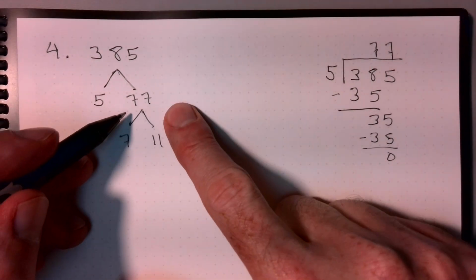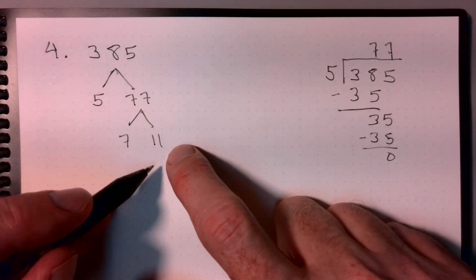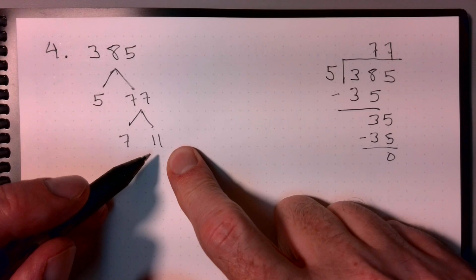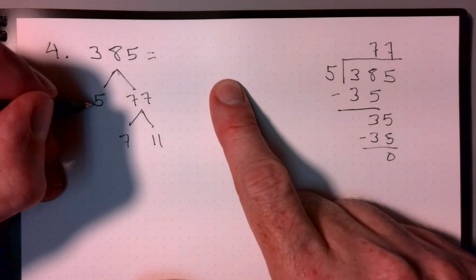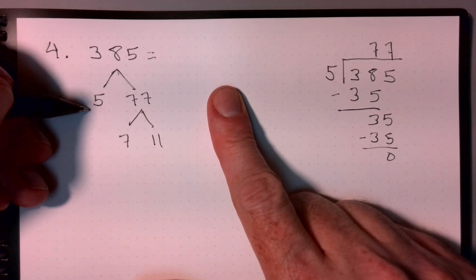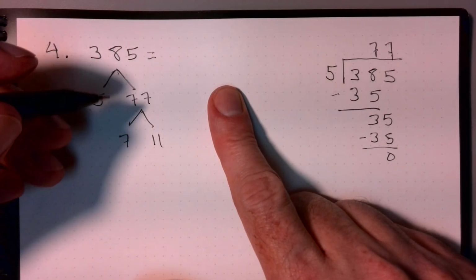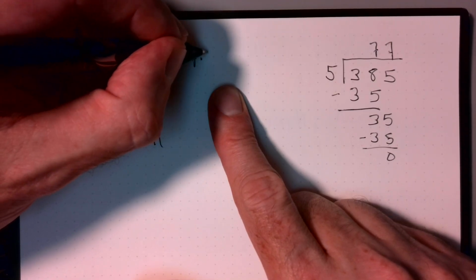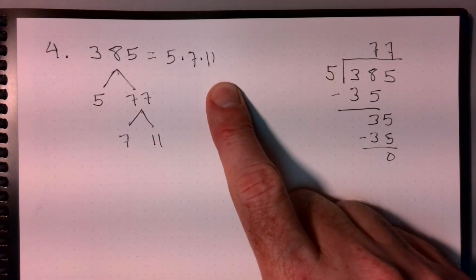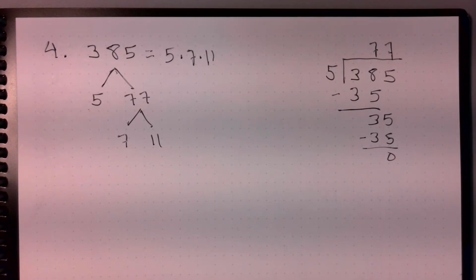Okay, anytime you have a 2-digit number that's repeated, it's going to be divisible by 11. Okay, so 7 times 11 is 77, and now we've got the prime factors, because 5 can't be broken down any further into multiples, nor can 7. So 5 times 7 times 11, that's the prime factorization of 385.